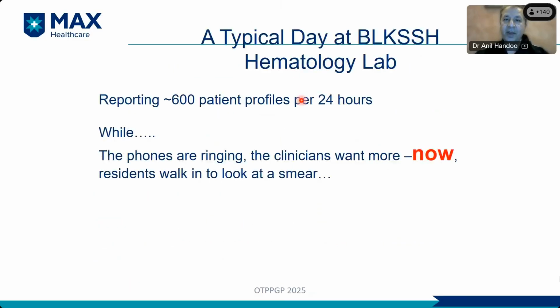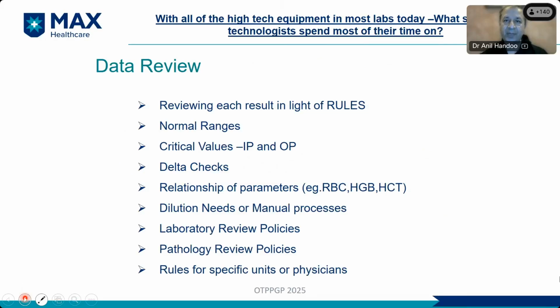So we have to report 600 samples in 24 hours. And we also have phones ringing. We have our clinicians who are wanting everything more and now. And then you also have people walking in and wanting to look at the smear parallelly, because we run a DNB hematology course as well. So if you look at the possibility, the technologists who are there with you should be putting in an effort to help you. They should be actually looking at the data, and they should be looking at it in light of the rules and giving you the samples which are only required for you to look at. Otherwise, you will be just wasting your time all the time, right?